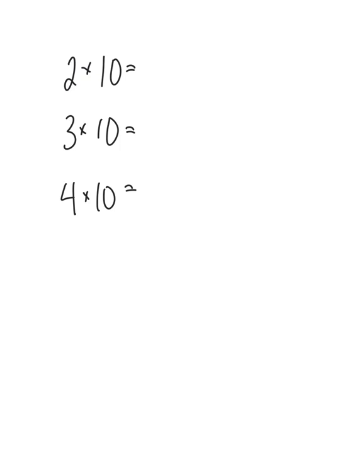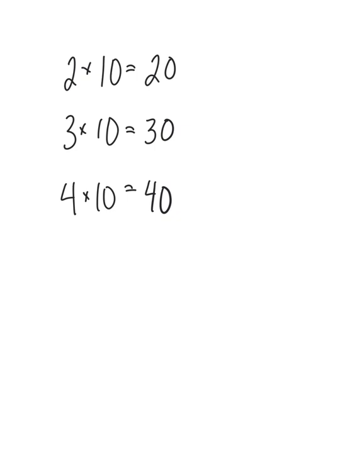I want you to go ahead and get a piece of paper and pencil, and I want you to be taking notes while we go through this. Pause this video, write down these equations, and answer them. And then when you unpause the video, your paper should say that 2 times 10 is 20, and 3 times 10 is 30, and 4 times 10 is 40. And that is, I think, pretty easy.